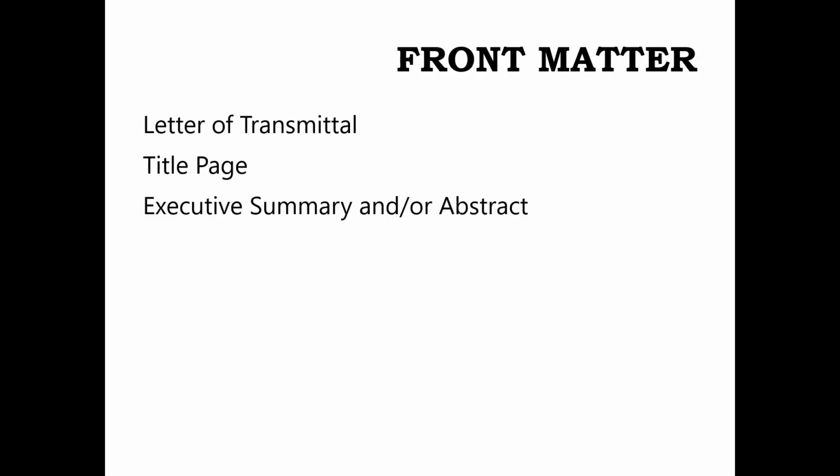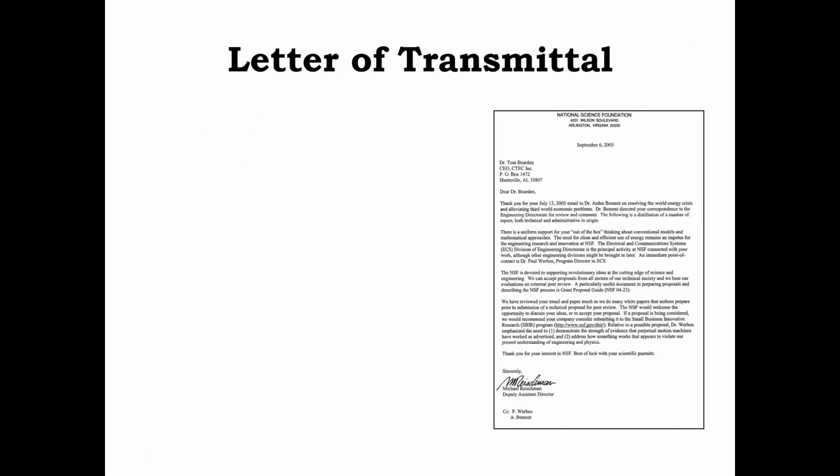Formal reports have three major sections: front matter, the main body, and back matter. We'll talk about front matter first. You're going to start with a letter of transmittal, move on to a title page, include an executive summary and/or an abstract. You'll include a table of contents and possibly a list of figures.